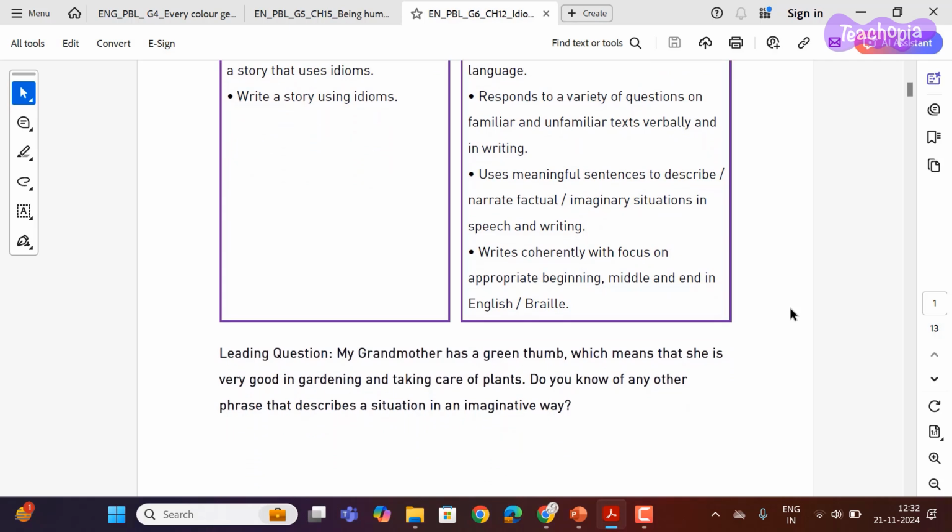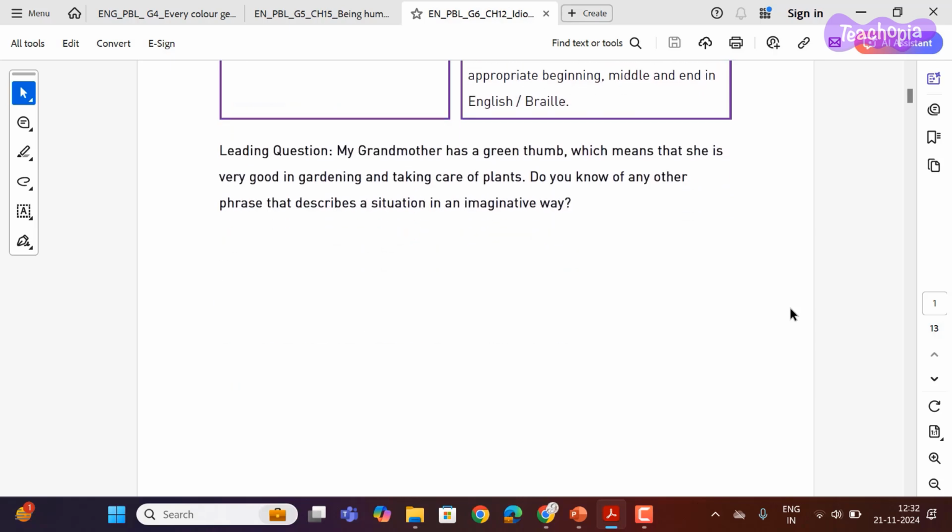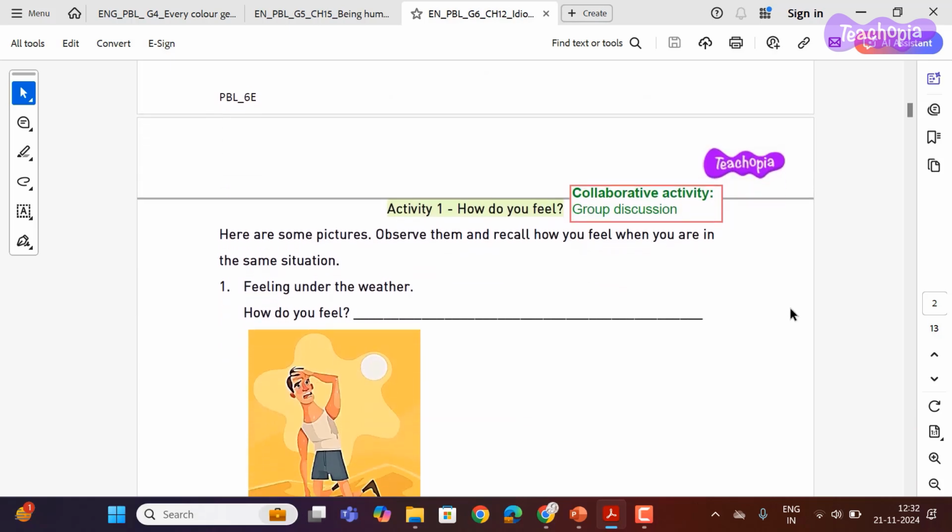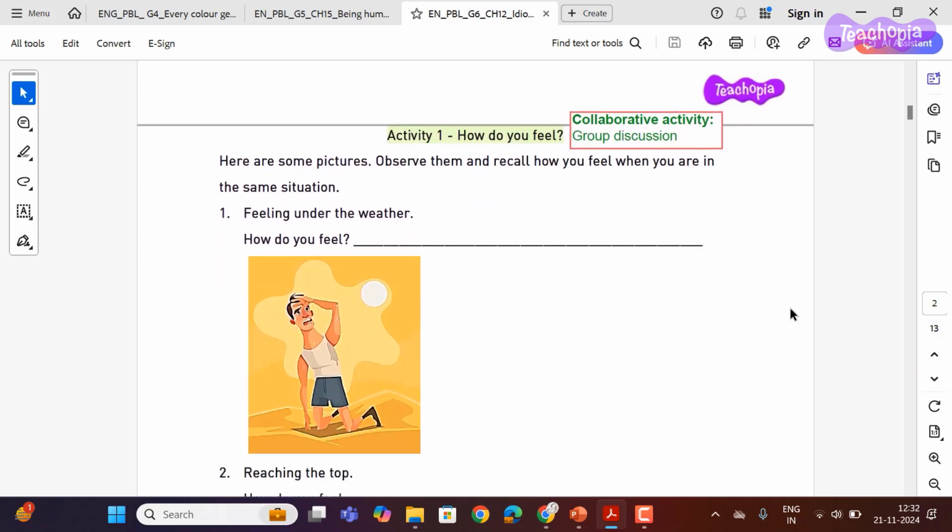The leading question is: my grandmother has a green thumb, which means that she is very good in gardening and taking care of plants. Do you know of any other phrase that describes a situation in an imaginative way? The PBL asks the learners to guess the meaning of the idioms by providing them clues using a picture.